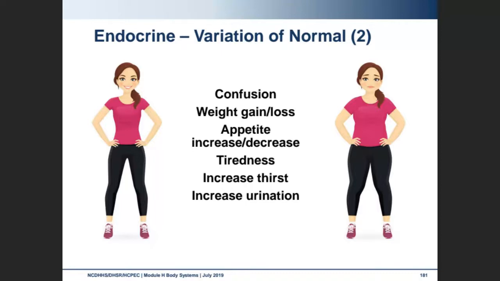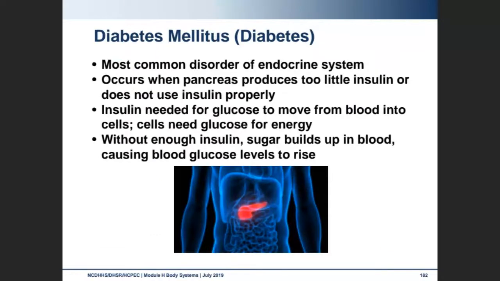And that kind of leads us right into our first disease of the endocrine system, one that you probably are all familiar with, diabetes or diabetes mellitus. This is the most common disorder of the endocrine system. It occurs when the pancreas produces too little insulin or does not know how to use insulin properly.